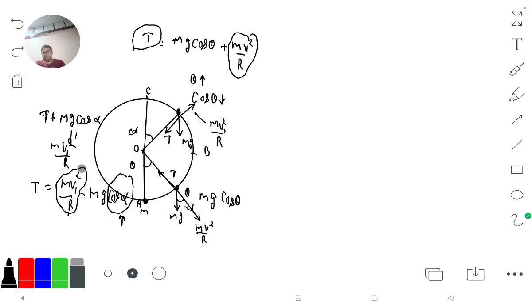Also, this term is positive and this term is negative. Therefore, they may become equal. When they become equal, tension in the string becomes zero, and when tension becomes zero, the particle will leave the circle. So we can say that whenever we move from B to C, the particle may escape the circle because in this quadrant tension becomes zero. Tension is very essential in order to cover the circular path.